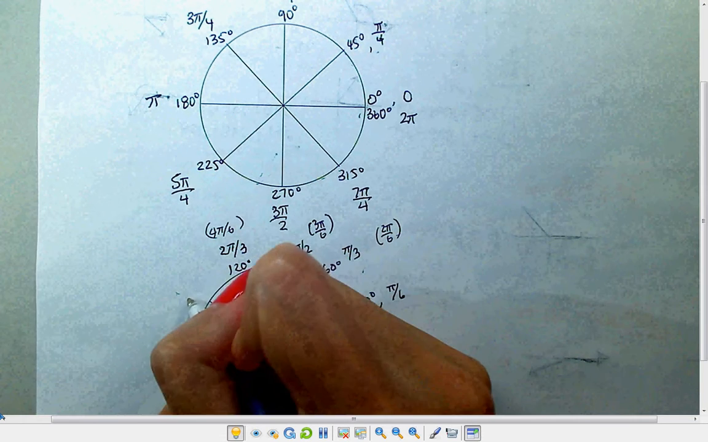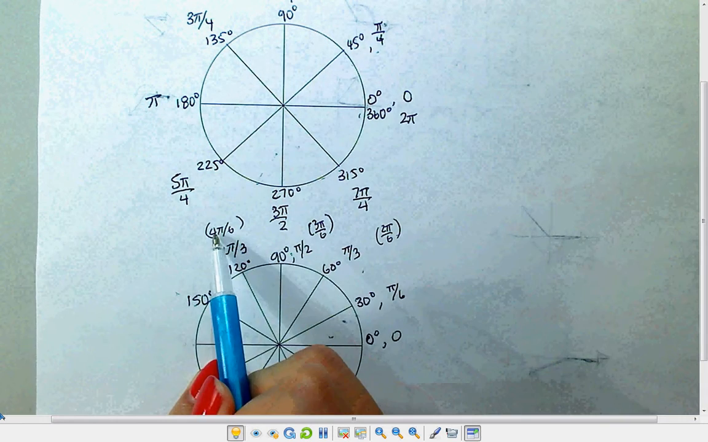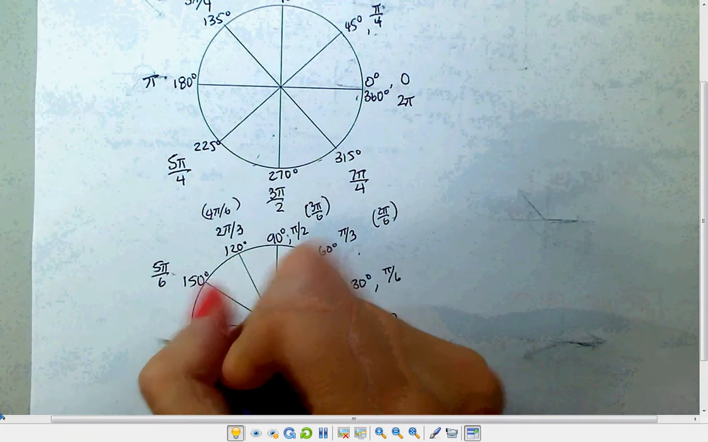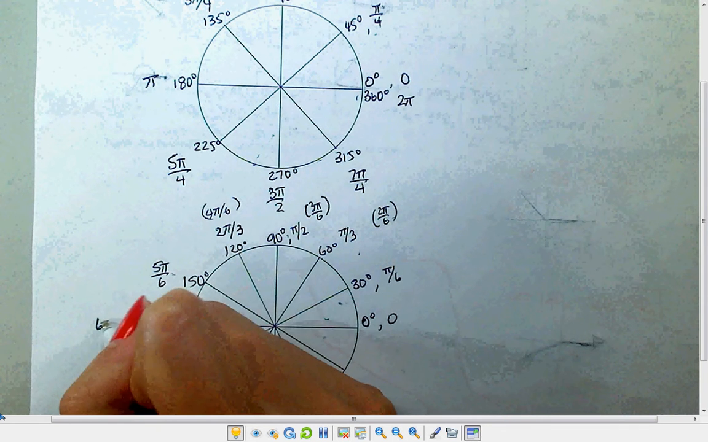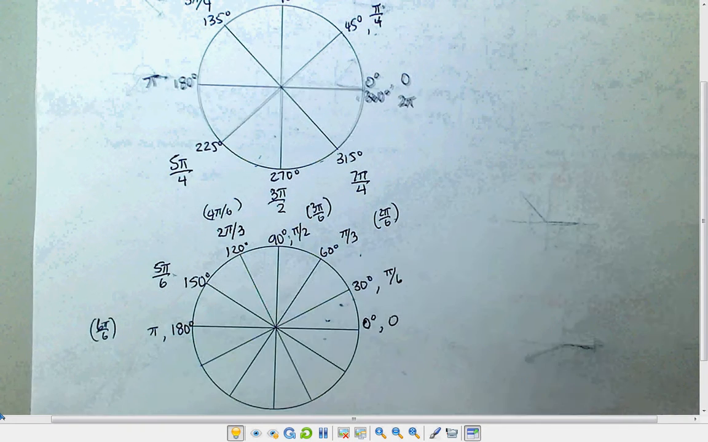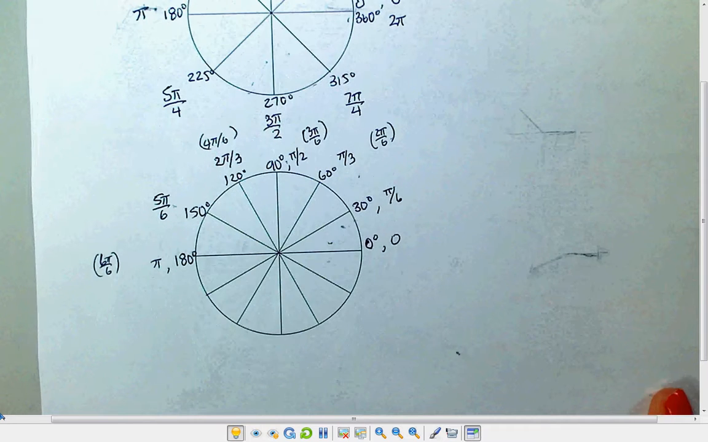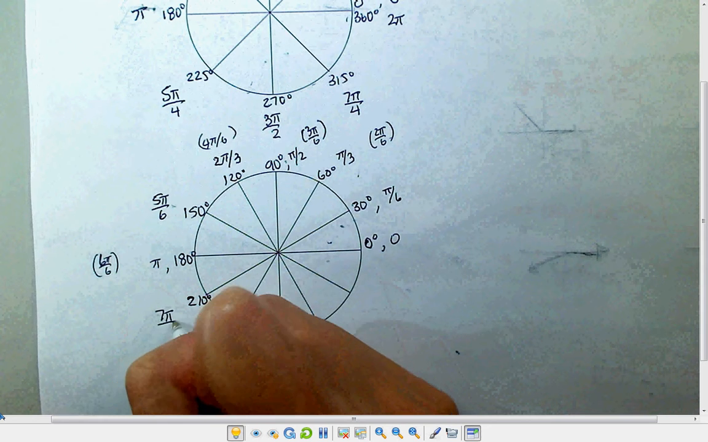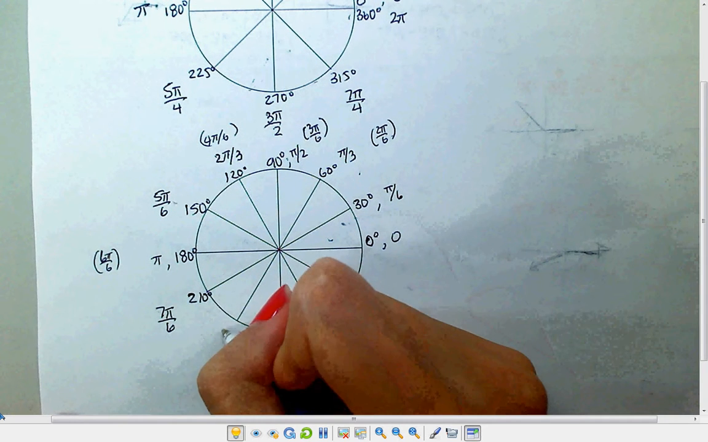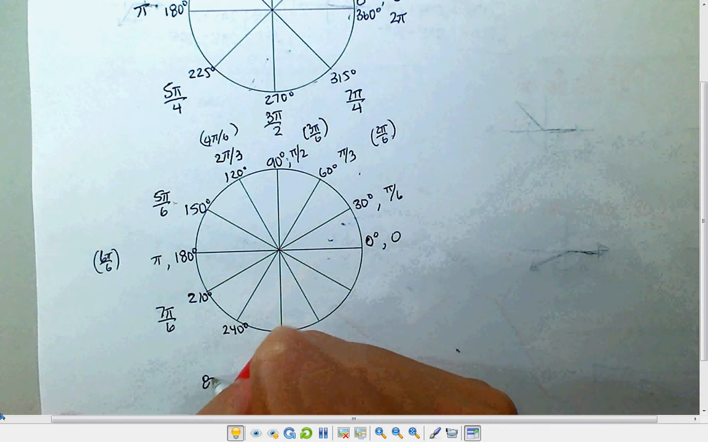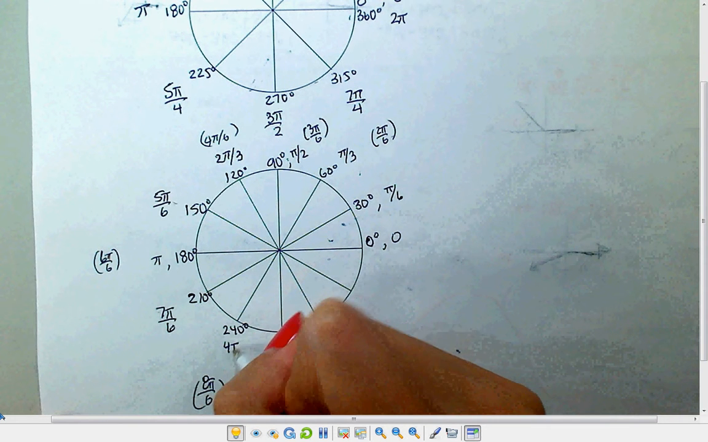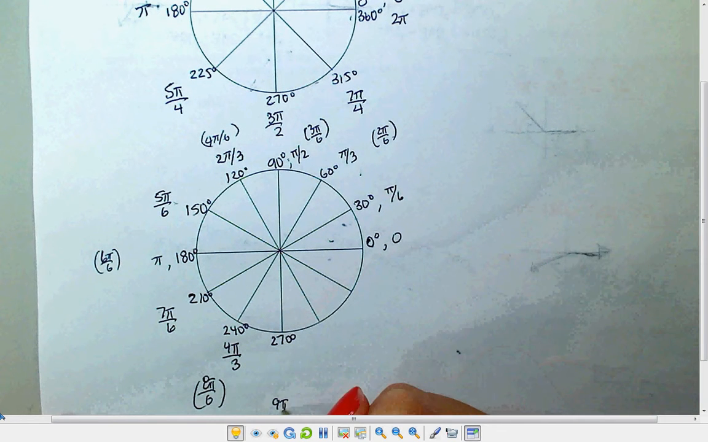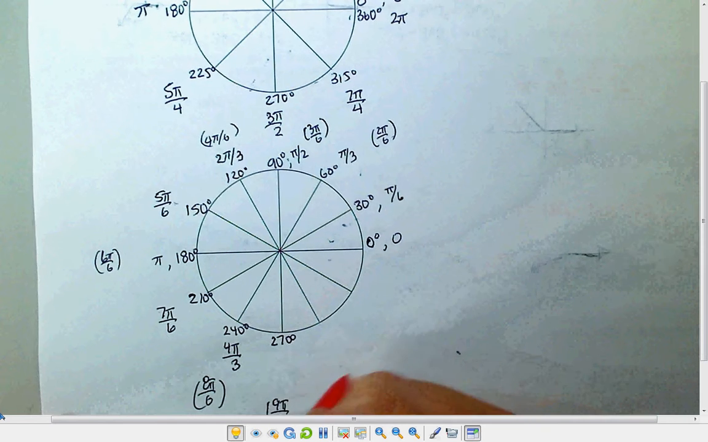Let's add another 30 degrees, so now it's 150. If we add in another pi over 6, this now turns into 5 pi over 6. We add another 30 degrees and another pi over 6, which is now 6 pi over 6, the same thing as just 1 pi. This is 210. We're adding another pi over 6, so now it's 7 pi over 6 in radians. This is 240, and 8 pi over 6, when you simplify it, is 4 pi over 3. 270 is now 9 pi over 6, which is 3 pi over 2.